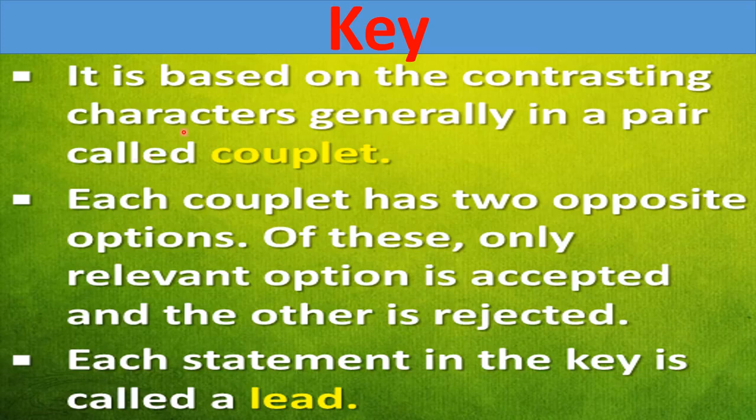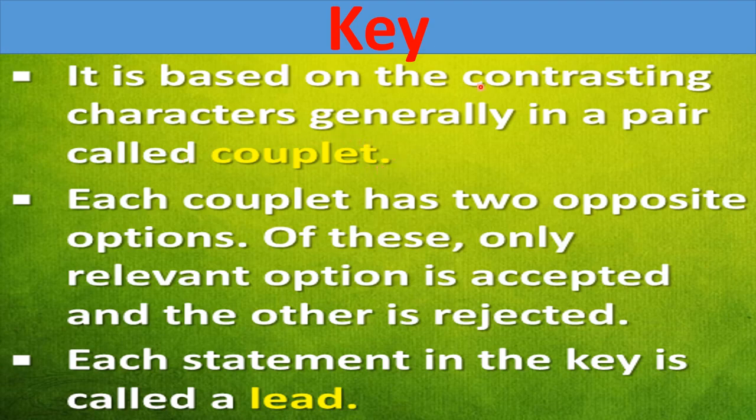A key is an analytical taxonomical aid which is based on the similarities and dissimilarities in organisms. It is used for the recognition of different animals or plants, and with the help of it we can categorize the organism. It is based on contrasting characters, meaning opposite characters, generally in a pair called a couplet.